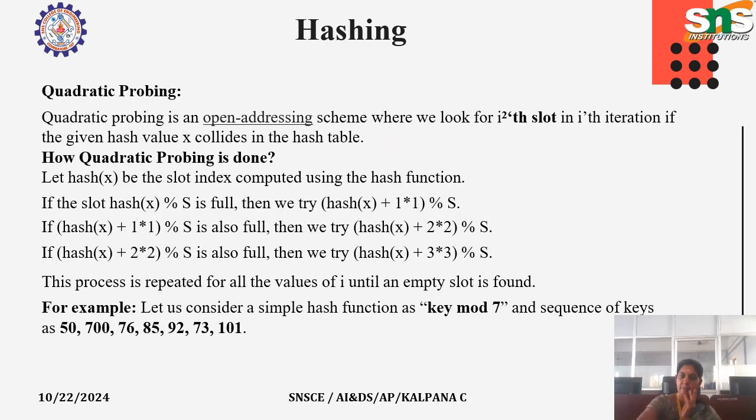Next is quadratic probing. Quadratic probing is the same as linear probing, but instead of stepping by 1, 2, 3, we square the step: 1 square, 2 square, 3 square. Here also we search for the next free space, but we do it quadratically, that is with i square. We'll see how we can achieve it.